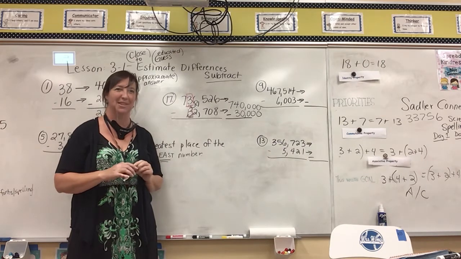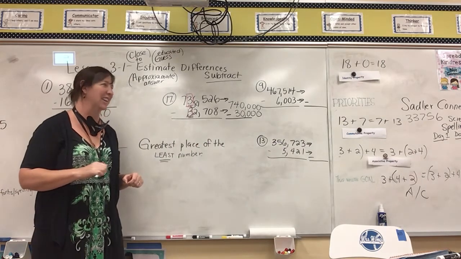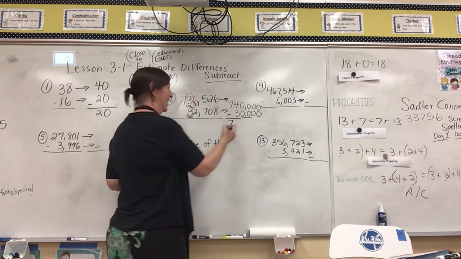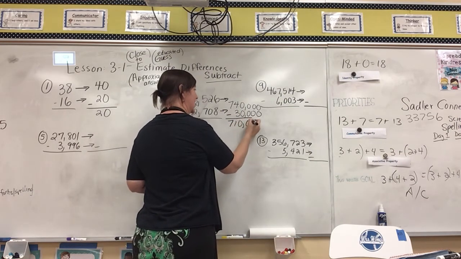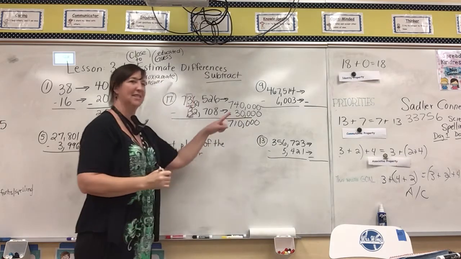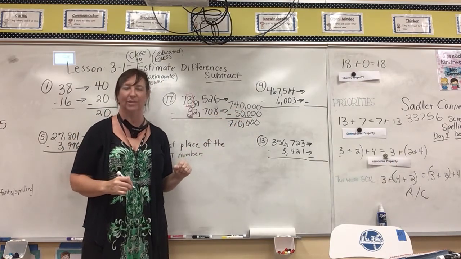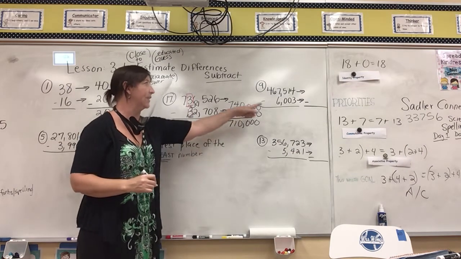Who has the answer to this one? Will, did you know the answer? Yeah, it is 710,000. Very good. 710,000 is correct, because 740,000 minus 30,000 is 710,000. Okay, Natalie, would you like to try number 9?